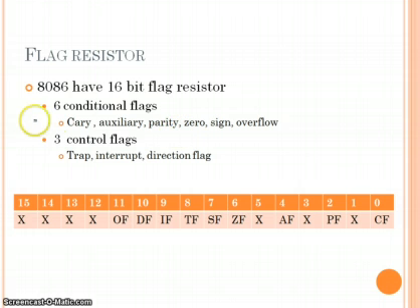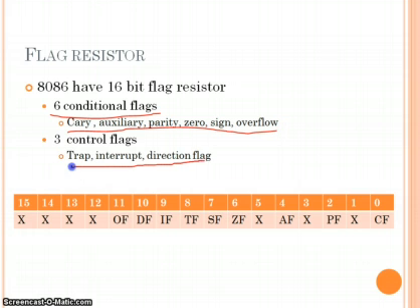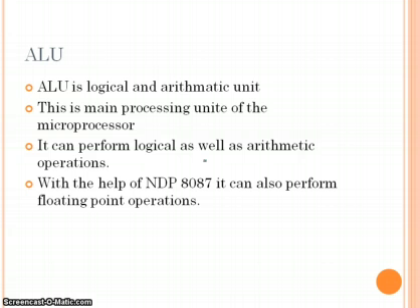Out of the 9 different flags, 6 flags are conditional flags. These are the carry flag, auxiliary carry flag, parity flag, zero, sign, and overflow flag. These are flags which indicate the output status of the microprocessor. Similarly, we have 3 different control flags: trap flag, interrupt flag, and direction flag. With the help of these flags, we can change the operation of the microprocessor.